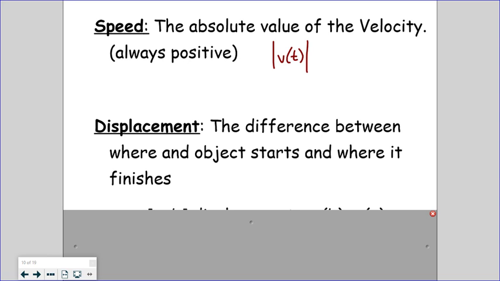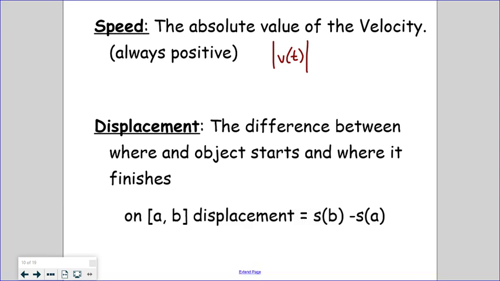Displacement. Displacement is the difference between where our object starts and where our object stops during a given interval. It does not really take into account where it moves in between those times. It literally just cares where does it start and where does it stop. So if it talks about an interval from A to B, displacement is the position functions. So I would do the position at B minus the position at A.